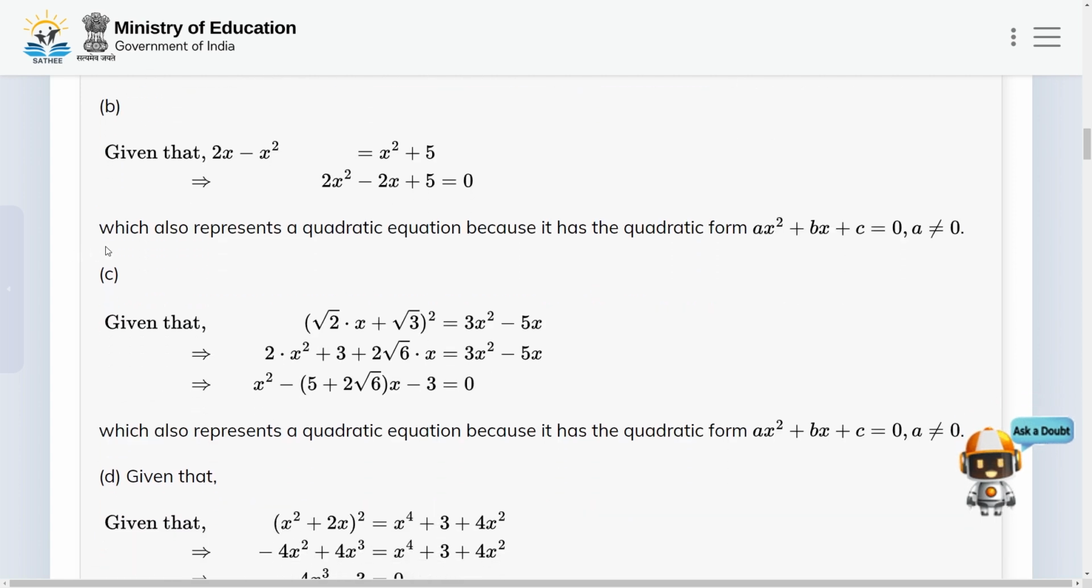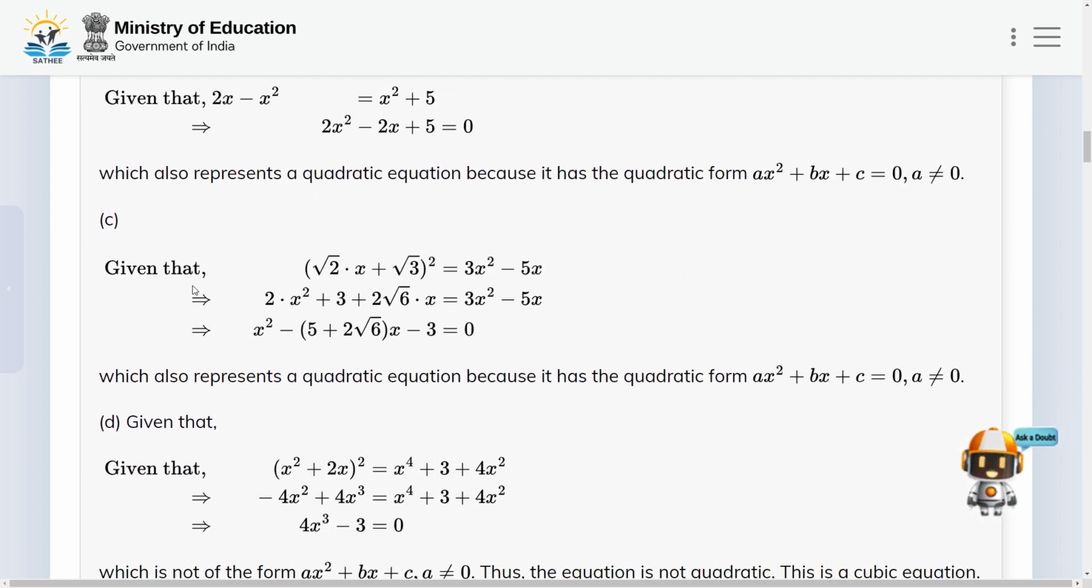Now check option C: (√2x + √3)² = 3x² − 5x. This implies 2x² + 3 + 2√6x = 3x² − 5x, and this implies x² − (5 + 2√6)x − 3 = 0. This also represents a quadratic equation because it is of the form ax² + bx + c = 0, where a does not equal 0. Now let us check option D.